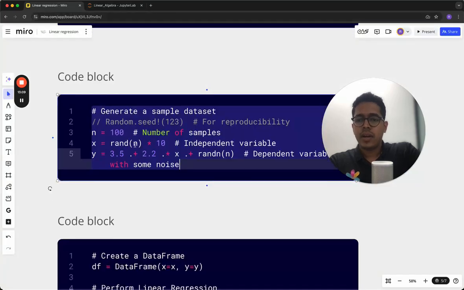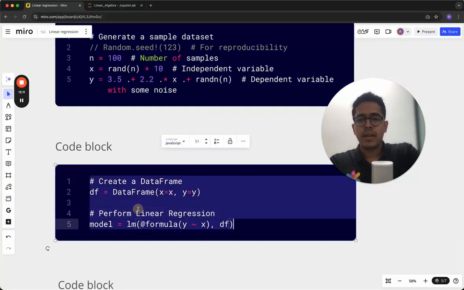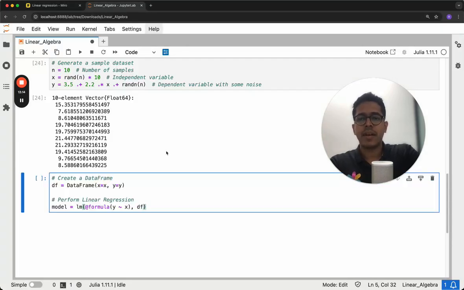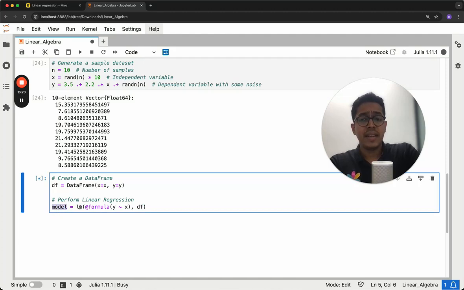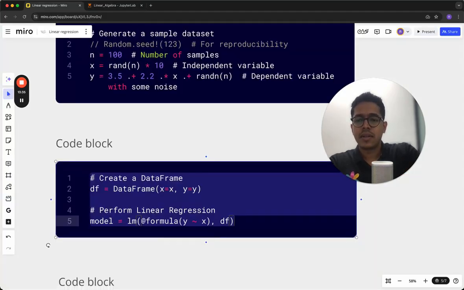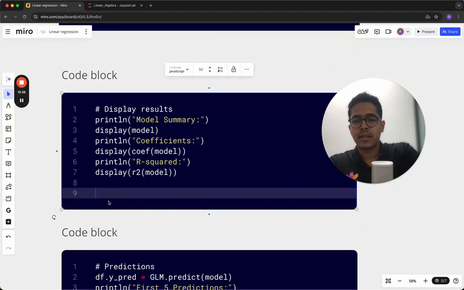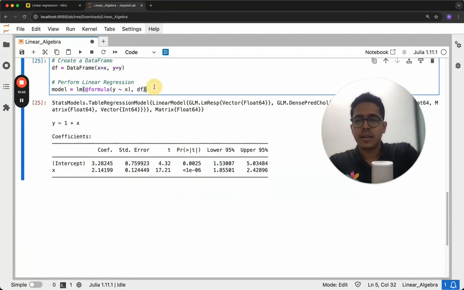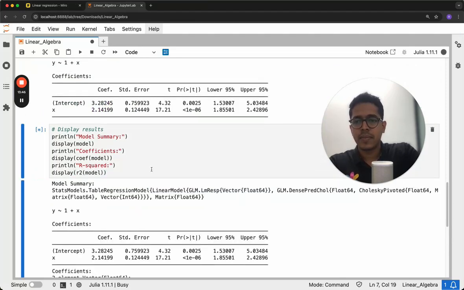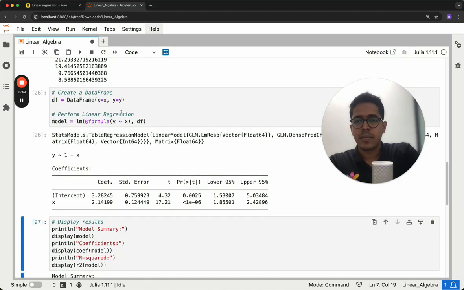Now we copy this part of the code where we convert the randomly generated X and Y values into a data frame. Then we call the linear model, and this is the syntax. The input to the linear model is the data frame, and we are fitting a linear model which maps the input X to the Y. Let's also display the different parameters, R squared and coefficients. Coefficients are beta. I think it already printed the model summary, because that was the last line of code.